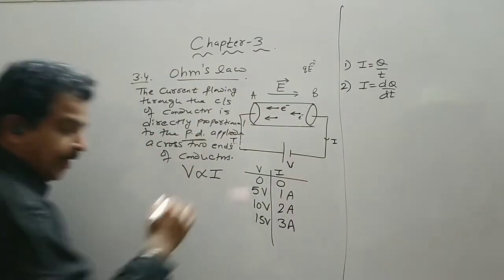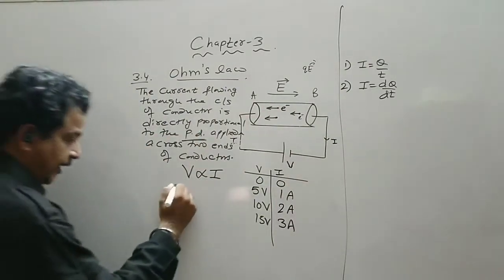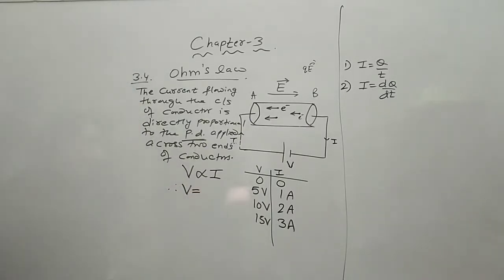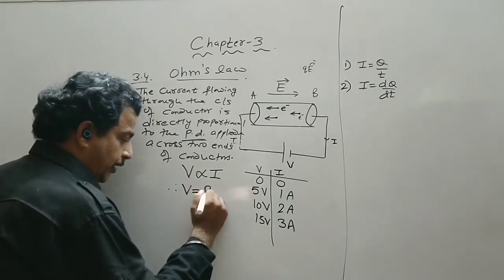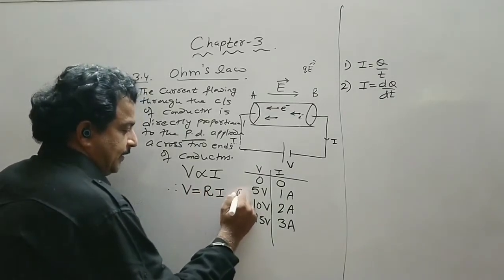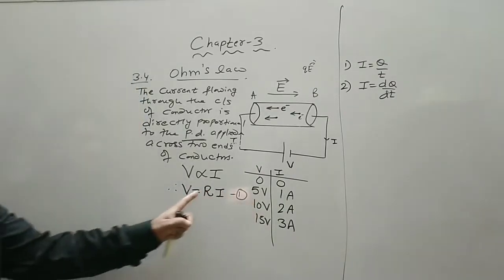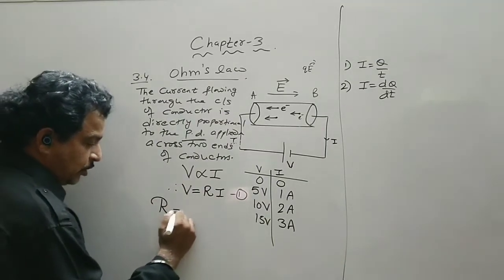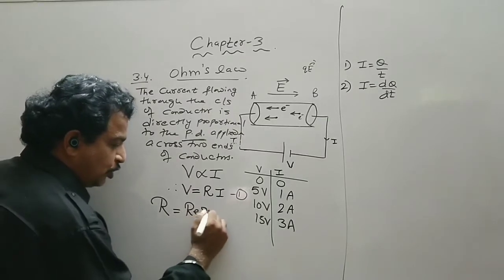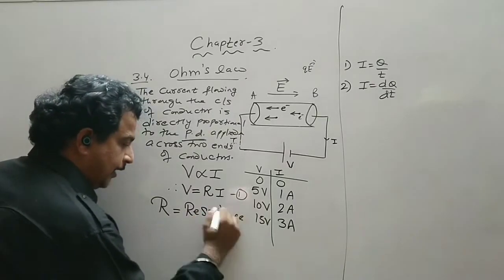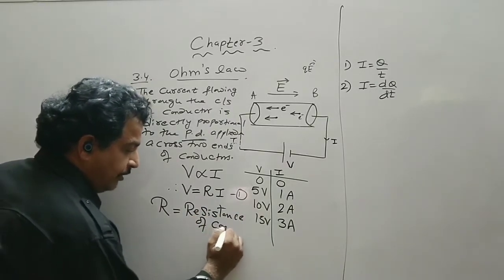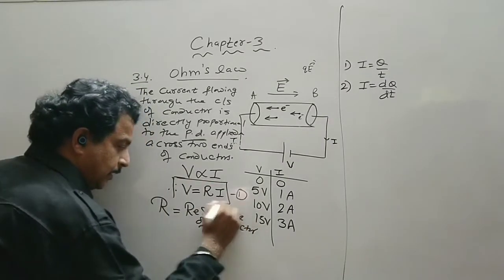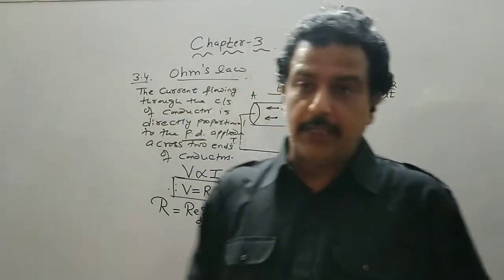So V is directly proportional to I, and therefore, removing the proportionality sign, we have to introduce a constant, say R, so V equals R times I. Now this constant of proportionality, R, is called the resistance of the conductor. So R is called the resistance of the conductor, and you have to remember it is a constant of proportionality.